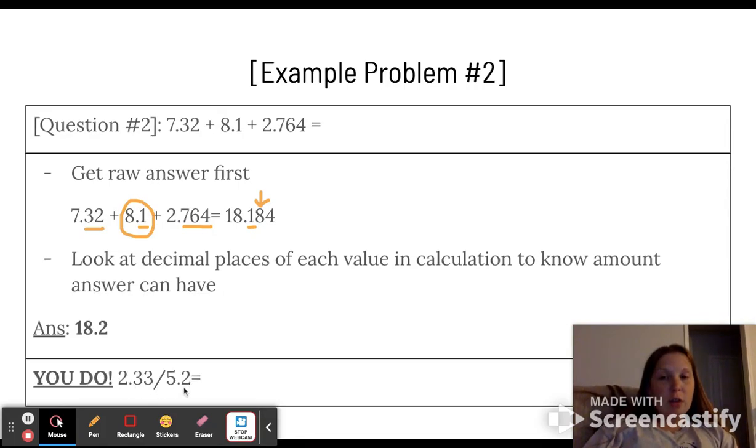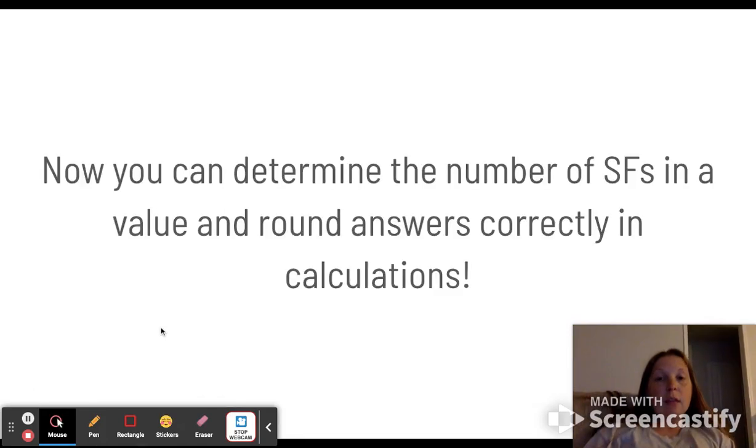So now it's your turn. You try this one. This is a division problem. So you're using your rules for division. So now you can determine the number of sig figs in a value and round your answers correctly.